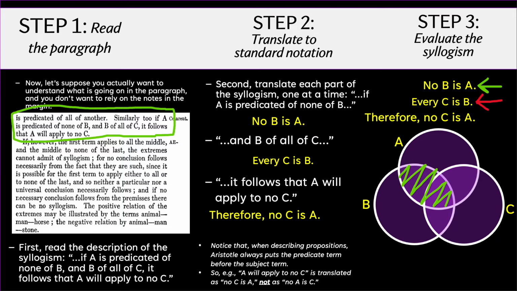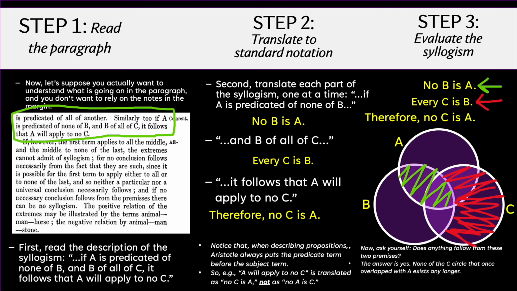Next, let's look at the second premise. The second premise is every C is B. So let's destroy the part of the diagram that is falsified by this premise. So every C is B implies that all of the C circle should be inside of the B circle. So let's scratch out all the parts of the C circle which are outside of the B circle. We're indicating thereby that these parts don't actually exist. Now ask yourself, does anything follow from these 2 premises? The answer is yes. None of the C circle that once overlapped with A exists any longer.